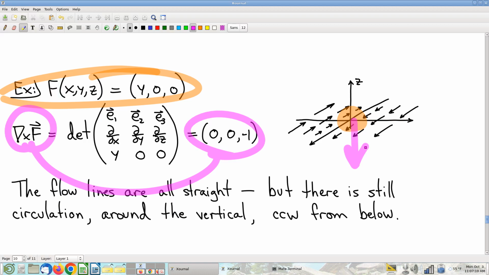So, heads up, the right way to think about curl is not about what the flow lines are doing. It's about what the balloon would do. Is the balloon kind of spinning and twisting around or not?